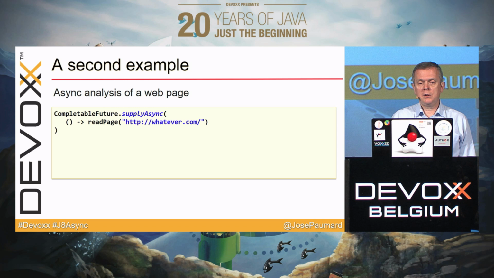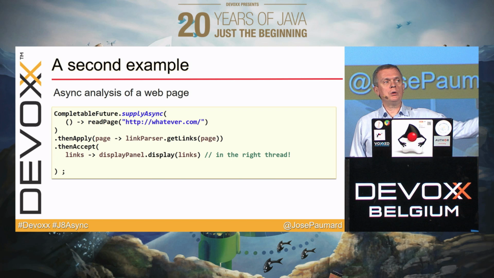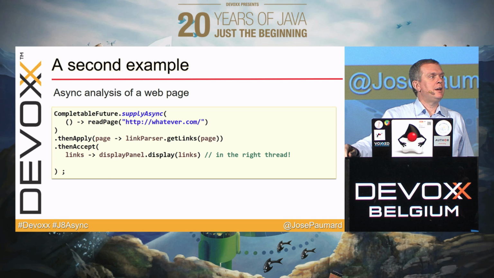Then I apply the following function, which takes the HTML text of the page, parses the links from that page, and gets the result as a list of links, for instance. Then I accept this method that takes just a consumer, takes the list of links, and decides to display all those links in a given panel. Now, since I want to display those links in a panel, I could be in a Swing application, in a JavaFX application, why not in some kind of Android application? I'm not sure if Android is supporting Lambda expressions, probably not.